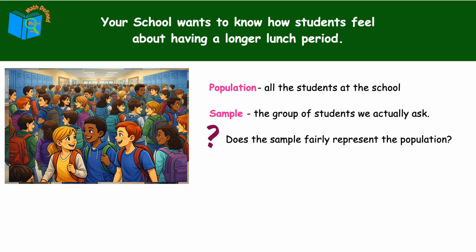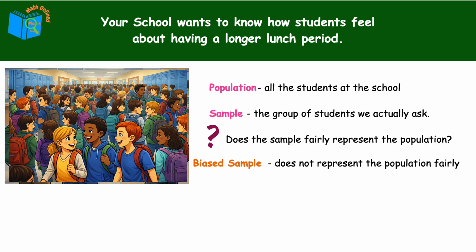That brings us to an important idea: biased samples. A biased sample is a sample that does not represent the population fairly. That happens when some people have a better chance of being selected more than the others. So the results start leaning in one direction. And that's a problem.